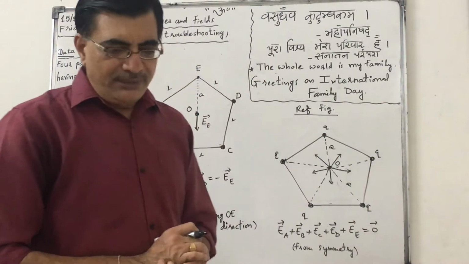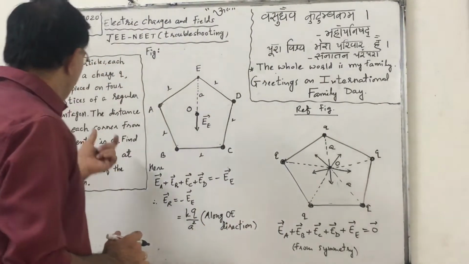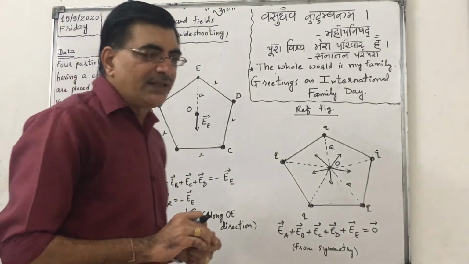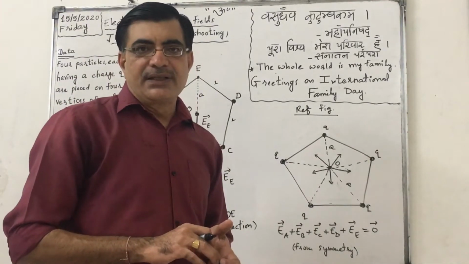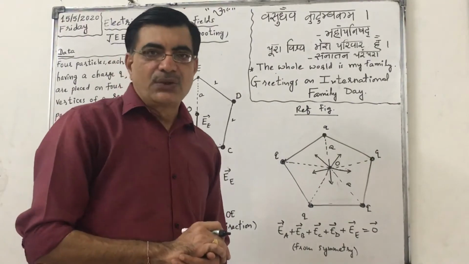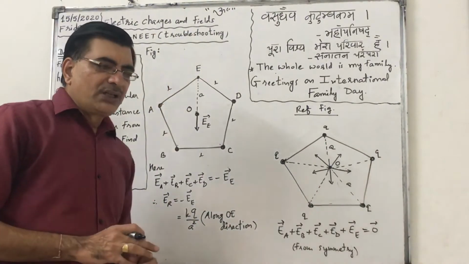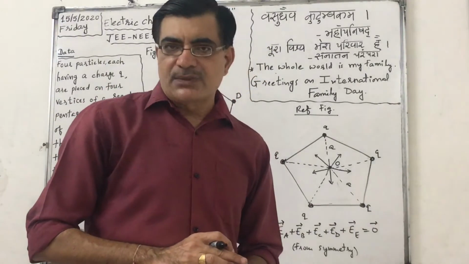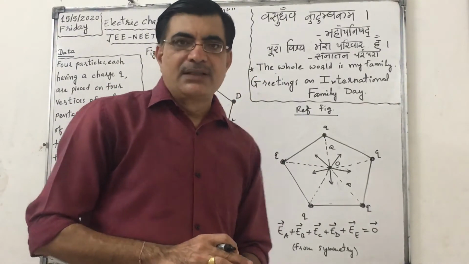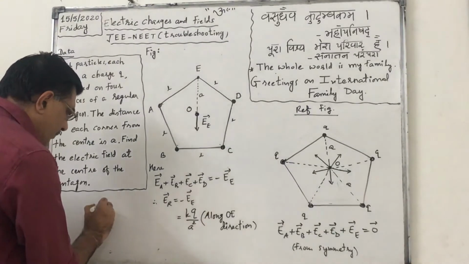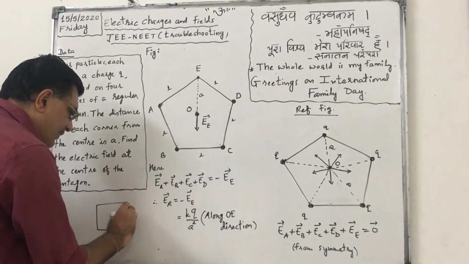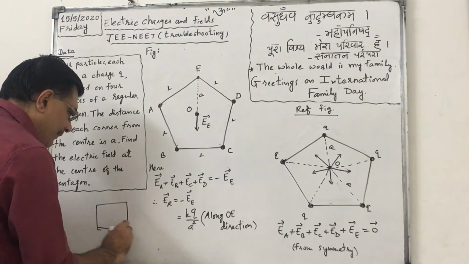See, first of all, for such regular shapes, the electric field intensity at center is 0 due to symmetry. We will prove it in solved example 1.6 of your NCERT textbook, and we can easily understand. See, suppose this is a square. Yesterday we discussed this.